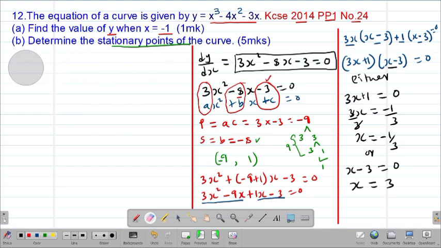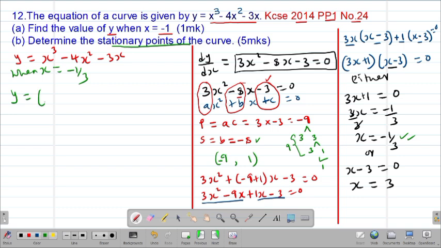But part B wanted me to determine the stationary points. So for me to get the stationary points, I need to have the values of y. So I'm going to substitute in my given equation. So the original equation was y is equal to x cubed minus 4x squared, then minus 3x. So when x is equal to -1/3, that is the first solution here, my y will be equal to -1/3 cubed, then of course minus 4 into -1/3 squared, then of course minus 3 into -1/3.